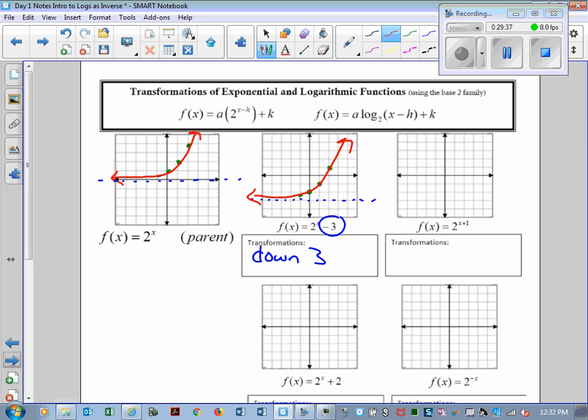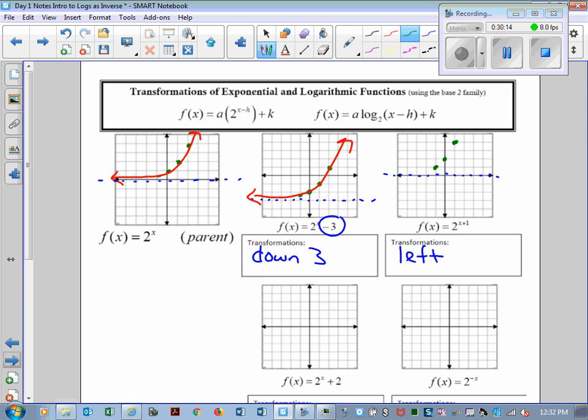All right, next one. What's our transformation? Left 1. So, if I go left 1, is that going to change my asymptote? No. So I'm going to go ahead and put my asymptote in, and I'm going to take all my original points and move them left 1. So I know I had one here, I'm going to go left 1. I had 1, 2, I'm going to go left 1. I had 1, 2, 3, 4, I'm going to go left 1.